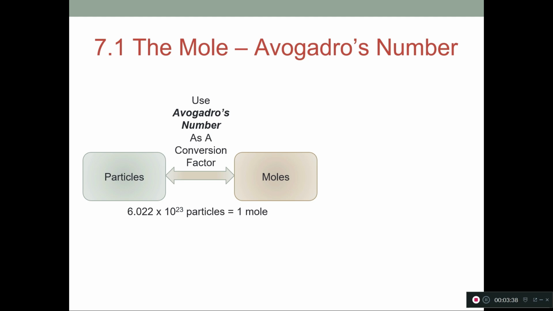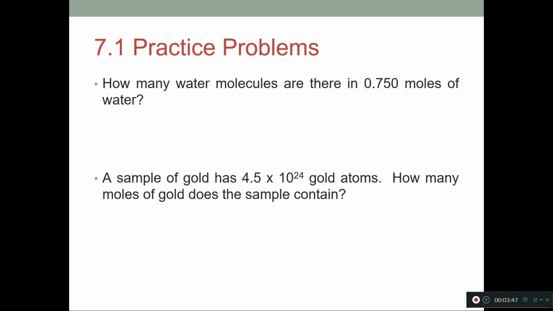And so we can use this as a conversion factor, the fact that 6.022 times 10 to the 23 particles is equal to 1 mole. So if we want to look at a few of these examples here, how many water molecules are in 0.750 moles of water? So we want to start with our moles of water. So we have 0.750 moles of H2O.